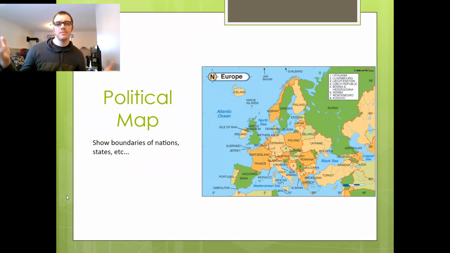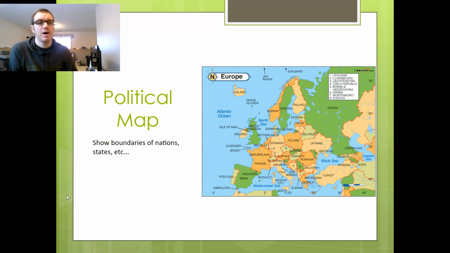So the first type of map is a political map. It shows the boundaries of nations, states, different locations, things like that. We will use political maps all the time, and the use is very simple, right? You can figure out where countries are, cities are, how close they are, how far apart they are.